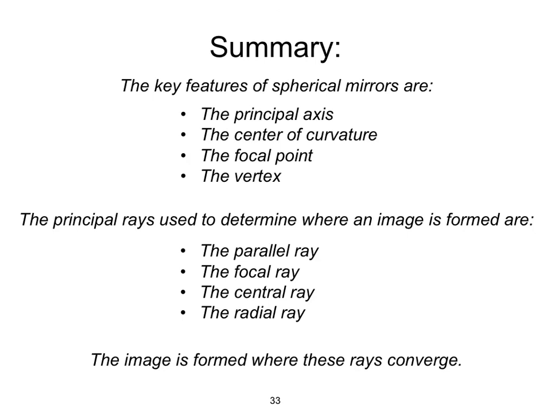We also introduced the key features of spherical mirrors: the principal axis, the center of curvature, the focal point, and the vertex or pole. The principal rays that are used to determine where an image is formed are the parallel ray, the focal ray, the central ray, and the radial ray. The image is formed where these rays converge.